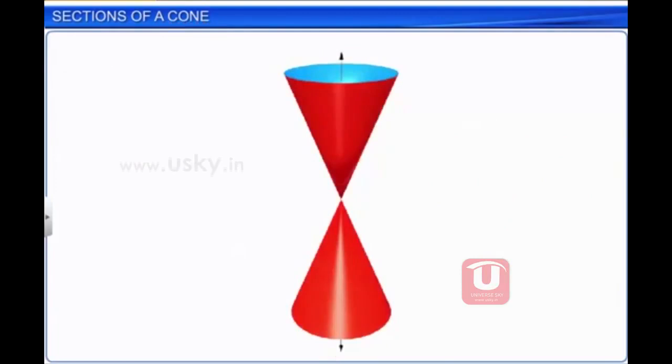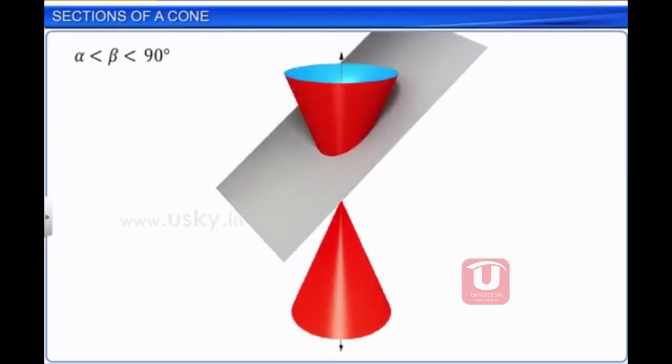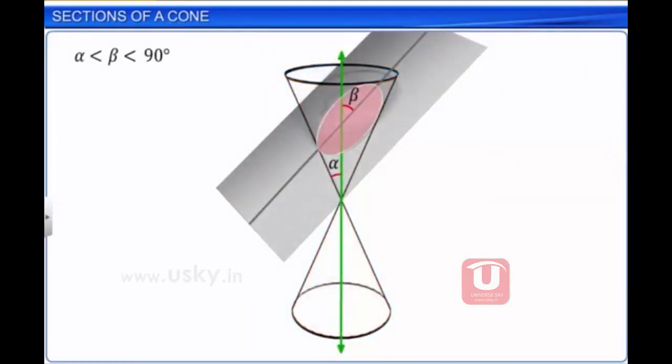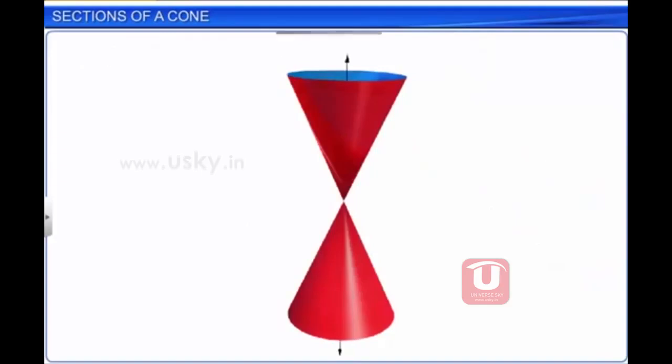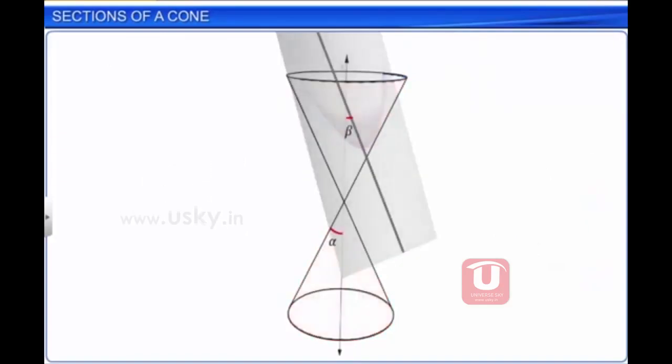If the plane intersects one nape of the cone such that angle beta is greater than angle alpha, but less than 90 degrees, the resulting conic section is an ellipse. If the plane intersects one nape of the cone such that angle beta is equal to angle alpha, the resulting conic section is a parabola.